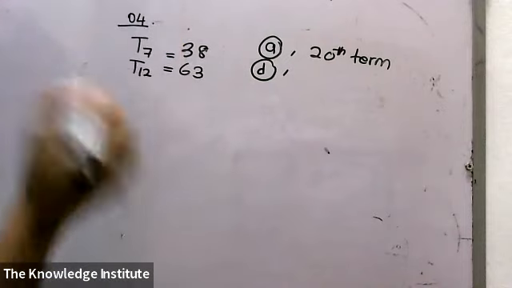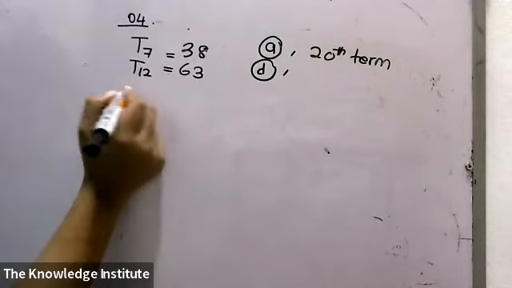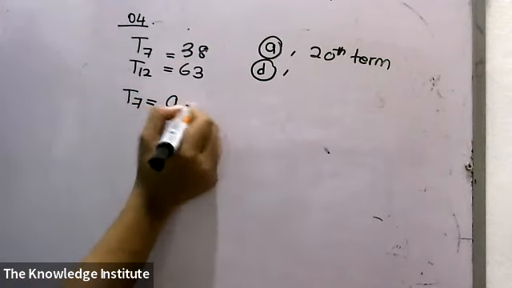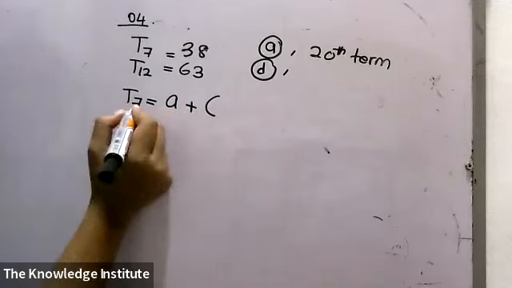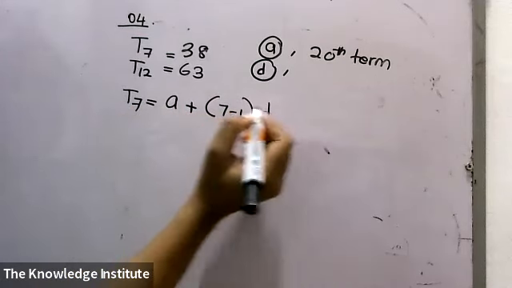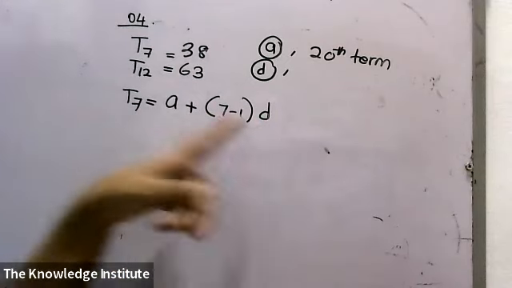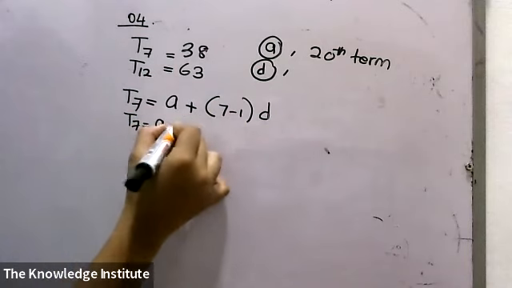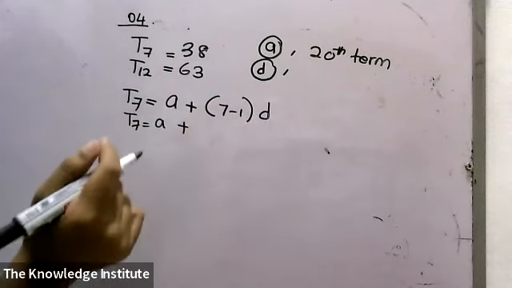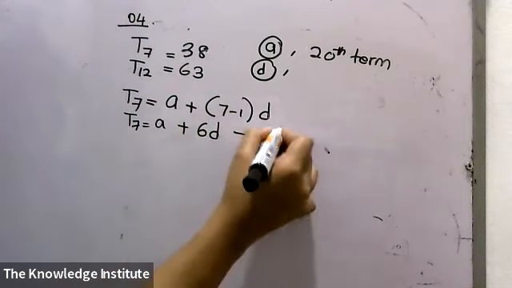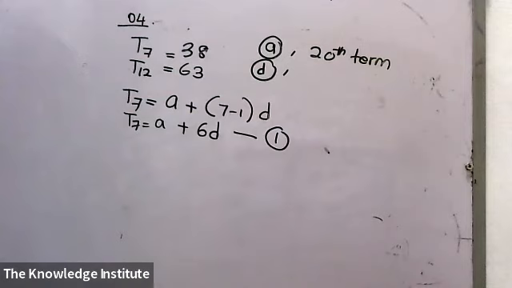What is the equation you know so far? Tn. So for T7 is equal to, we don't know the first term, but we know the n value, 7 minus 1. And you also don't know the d value. So T7 equals a plus 7 minus 1, which is 6, and 6 into d is 6d. This is the first equation we got.